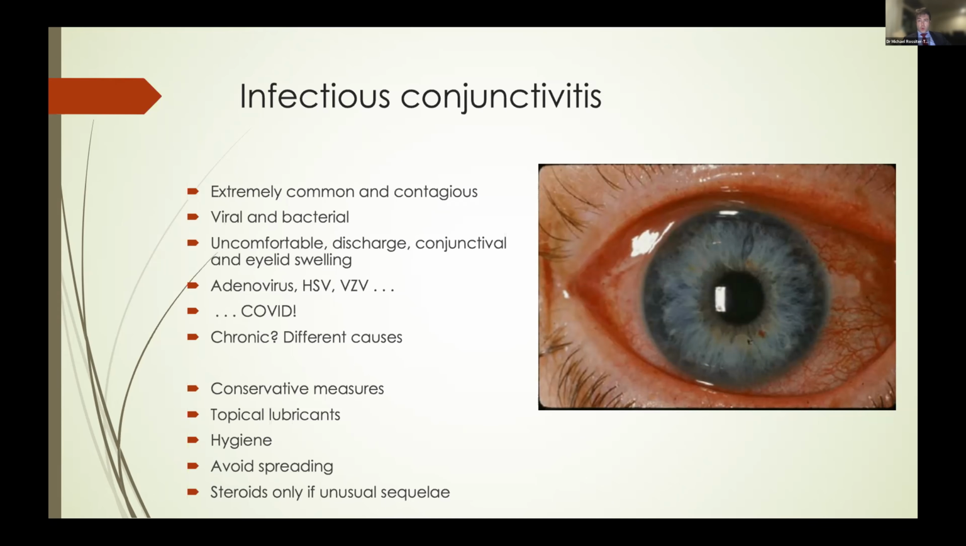The most common cause of viral conjunctivitis is adenovirus. So patients often also experience URT symptoms. HSV, VZV can also do it. And surprisingly, conjunctivitis is also the most common ocular manifestation of COVID infection.